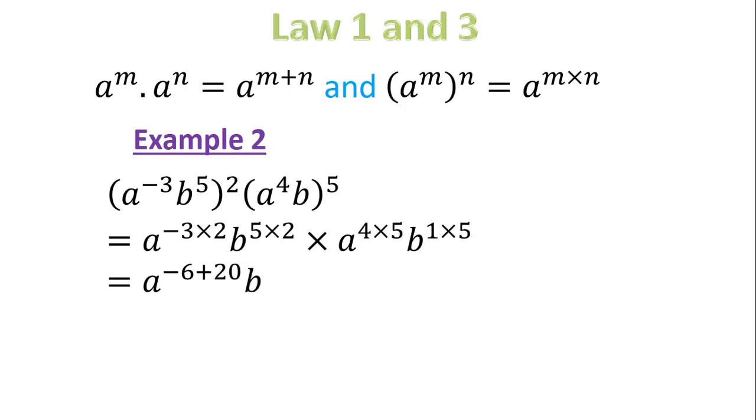Let's look at our b. b, 5 times 2 is 10, so we have b to the power of 10. We're multiplying, so it's plus, and then our last b is 5 times 1, which is 5. This gives us our answer. a to the power of negative 6 plus 20 is 14, and b, 10 plus 5 is 15, and we have b to the power of 15.